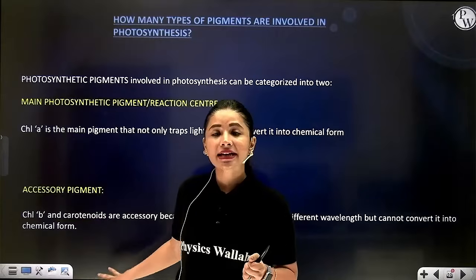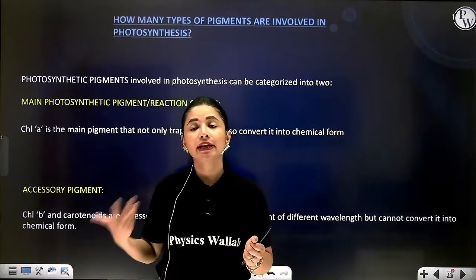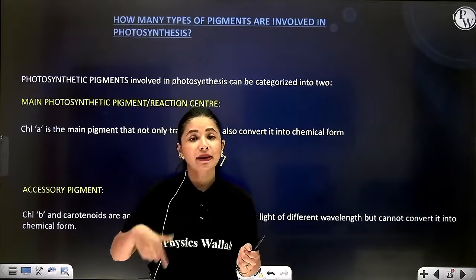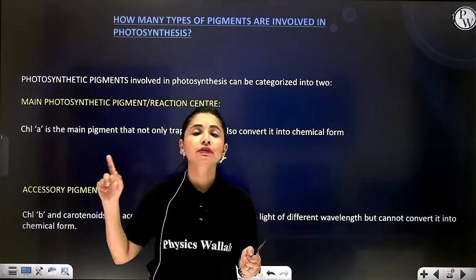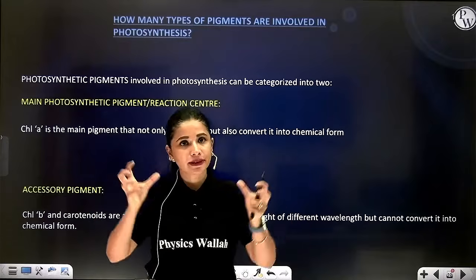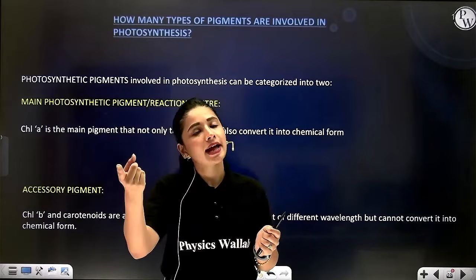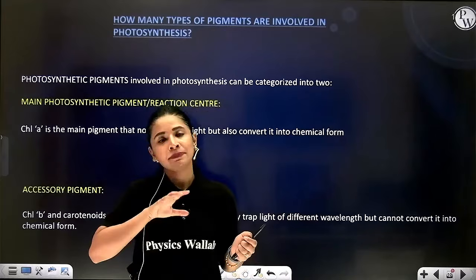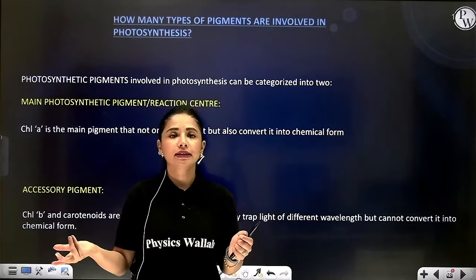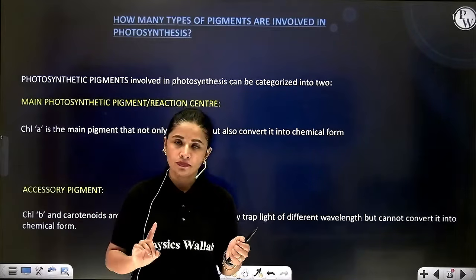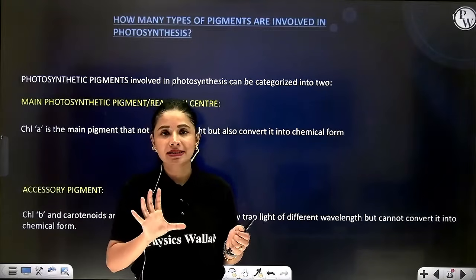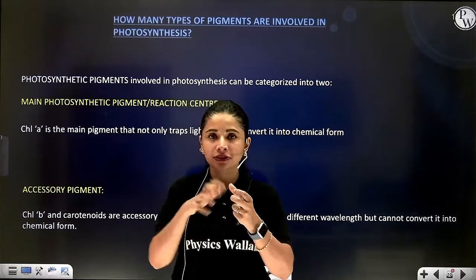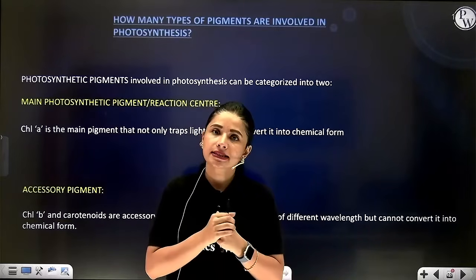But these accessory pigments only increase the efficiency of photosynthesis by trapping more light of different wavelengths. They simply trap light and give it to the reaction center. The reaction center collects all the light and finally converts it into chemical form. So this is how the pigments work in coordination for photosynthesis.